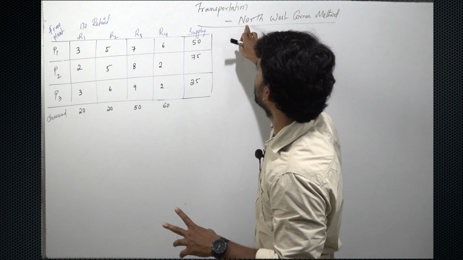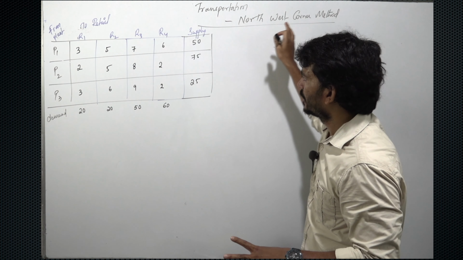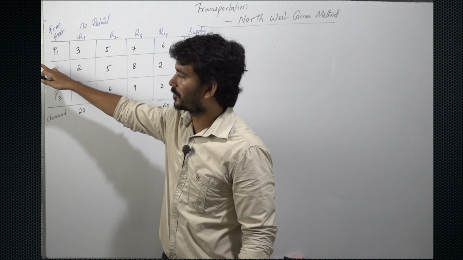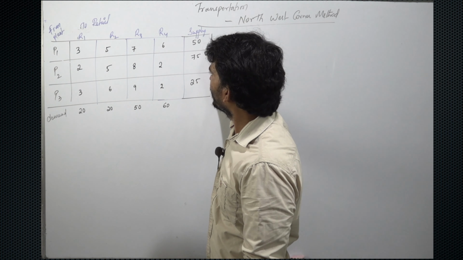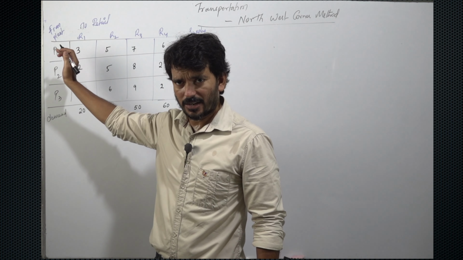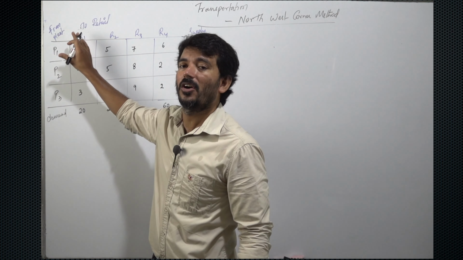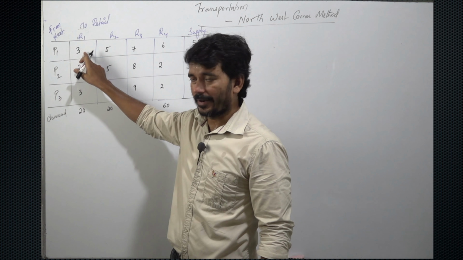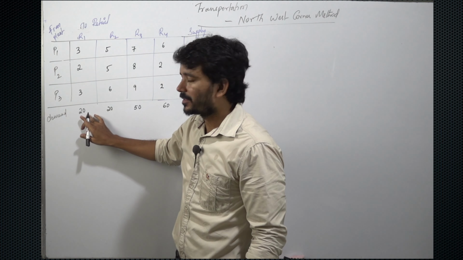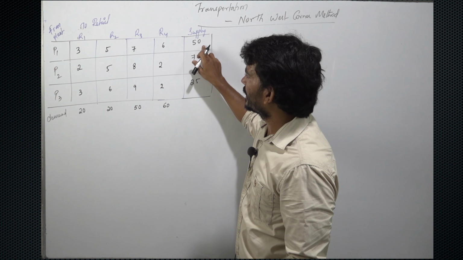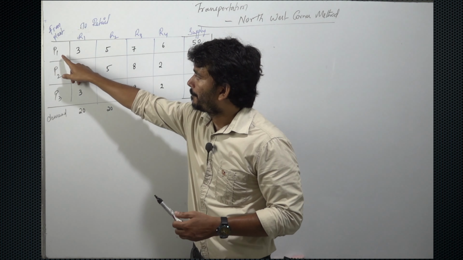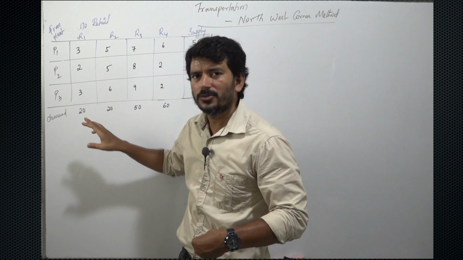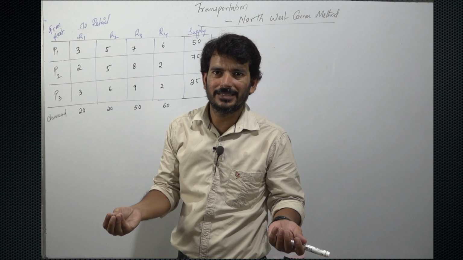The name itself is suggesting north-west corner method. East, west, north, south. So first of all, we have to select whichever is the most northwest cell of this table. Now you can see this is the first one, right? The demand for R1 is 20 units, the supply is 50, which means plant 1 can manufacture 50 units, but demand for R1 is only 20. So how much can they take? Maximum whatever is their demand, right?